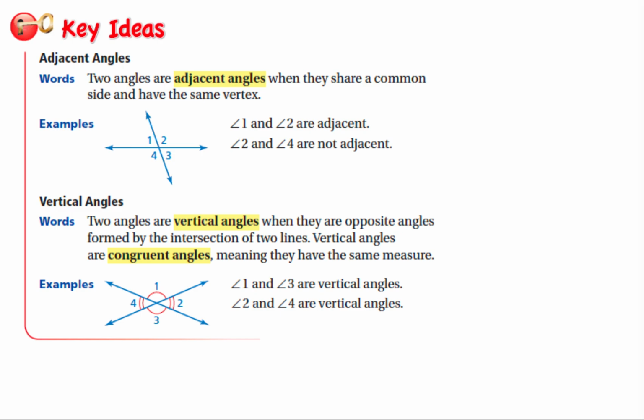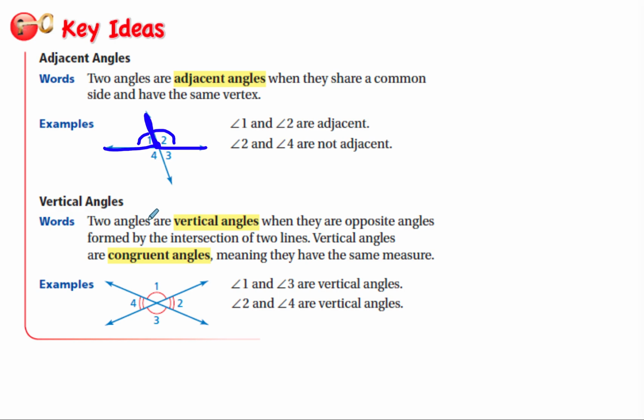So for our key ideas, two angles are adjacent angles when they share a common side and have the same vertex. Common side means that they both have one of the sides exactly the same. So angle 1, which is this one, and angle 2, which is this one, are adjacent because they have the same side. It also says same vertex. Vertex is like the corner, that point right there. So they have the same vertex, they share a side, and they're right next to each other. It's not one inside each other, it's next to each other.